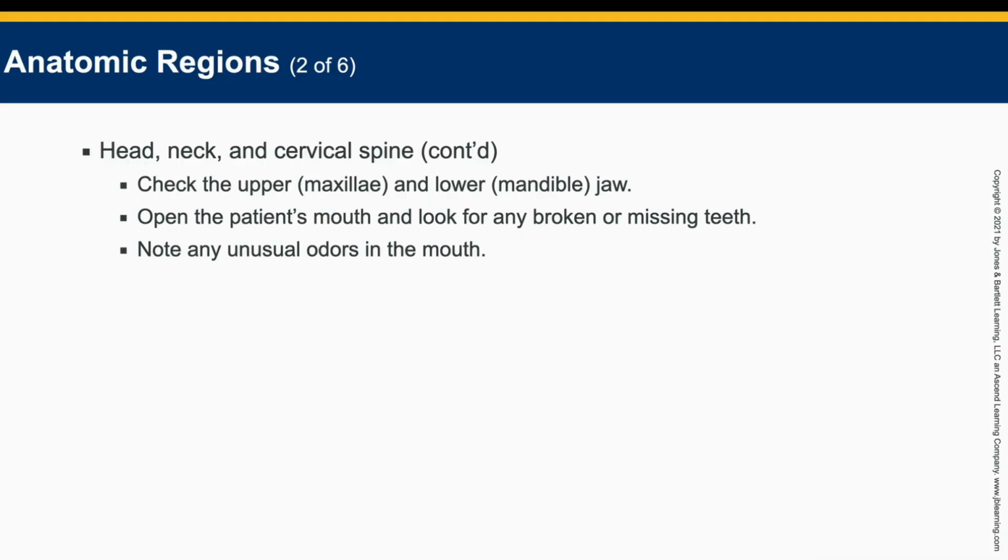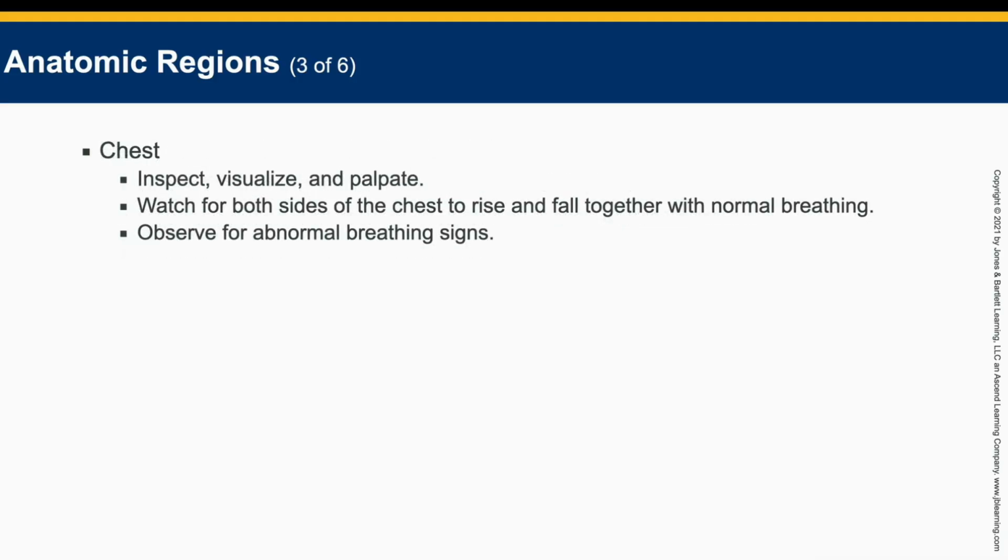When examining the mouth, look for any unusual odors. Certain smells can provide clues about the patient's condition. For example, a fruity odor may suggest diabetic ketoacidosis, while a smell of alcohol or chemicals might indicate intoxication or poisoning. Next, during the secondary assessment, we examine the chest.